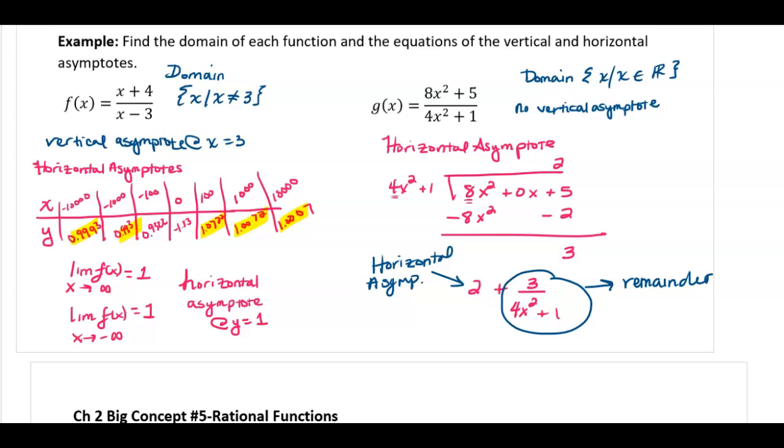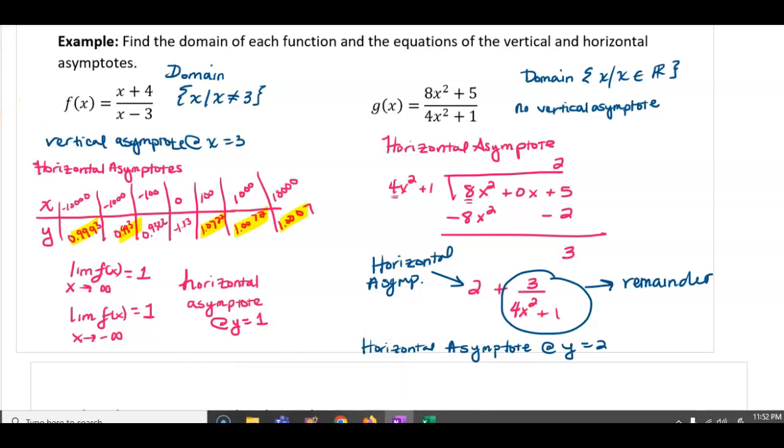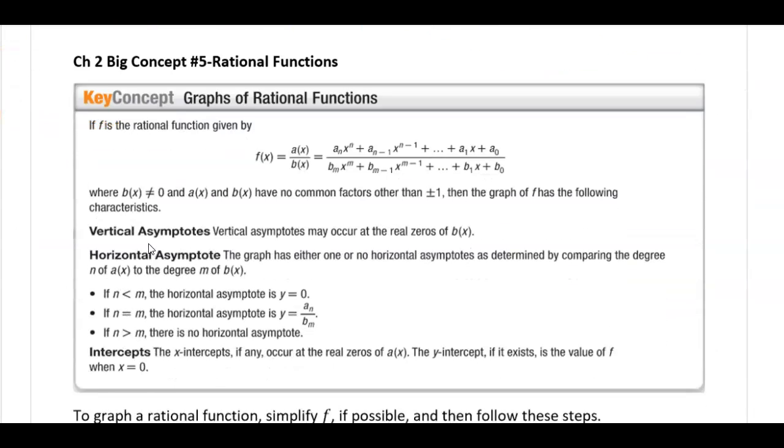And here in a minute, I'm going to show you an even easier way to figure this out. So I'm going to go ahead and say horizontal asymptote at y equals 2. So, Mrs. Younger, is there a shortcut?